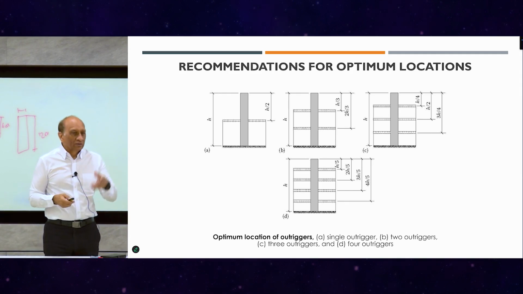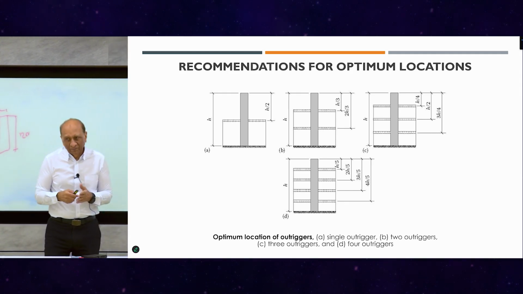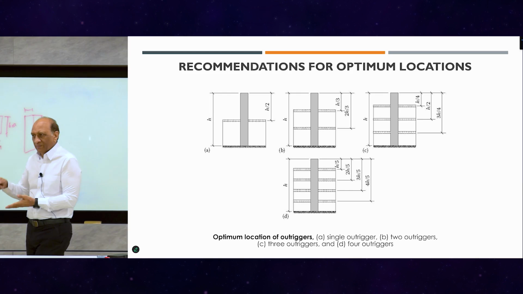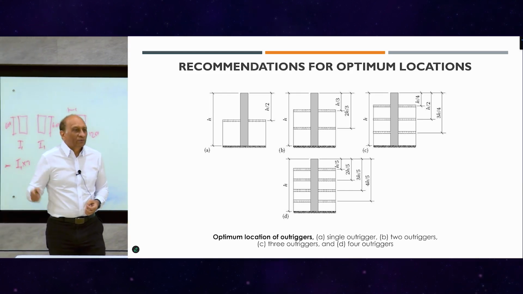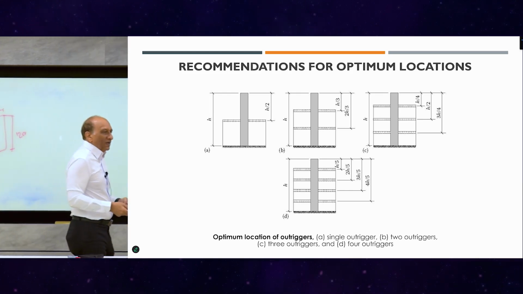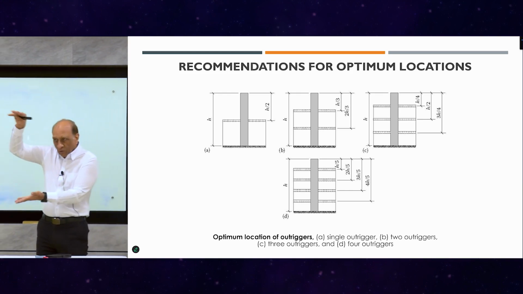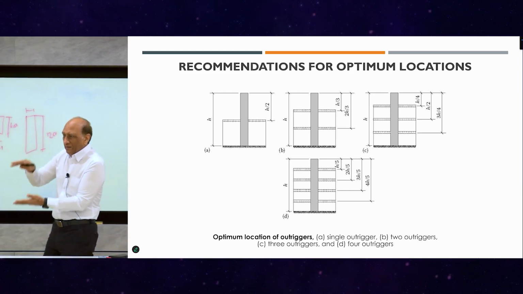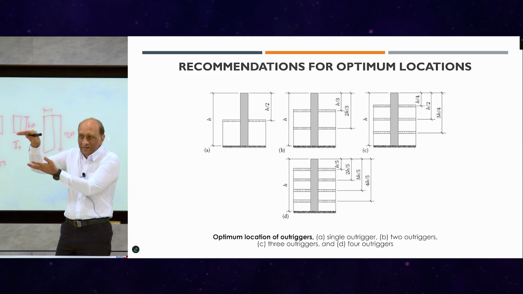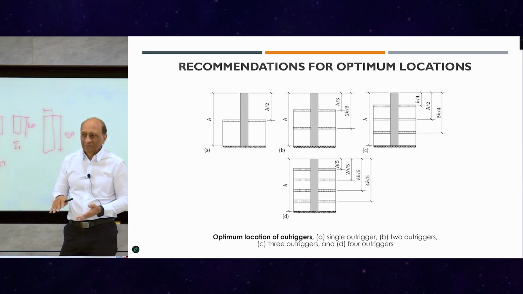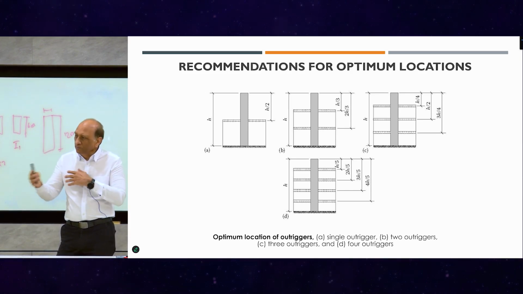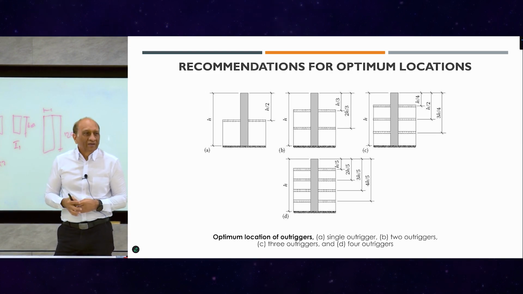So it all depends on how tall the building is, how many floors are available, what height is available. Within those constraints, you have to find the best solution for the number of floors that you will use for the outrigger, the number of outriggers that you will place, the location where you will place them, and the thickness, and many things. So you play around with all of that to find the best solution.